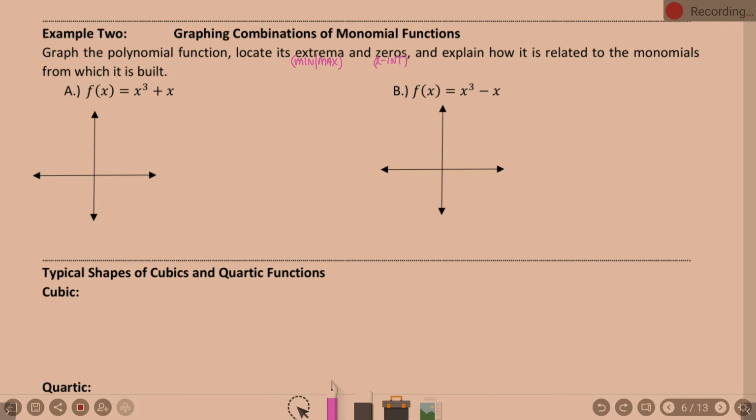So let's talk about the first, x to the third plus x. What's it look like? Looks pretty much like x cubed, doesn't it? We'll examine that a little bit more. Let's talk about extrema. What do you have in the way of extrema on this graph? In other words, what do I have in the way of mins and maxes? Do I have a high point, a max on the graph? Do I have a low point, a min on the graph?